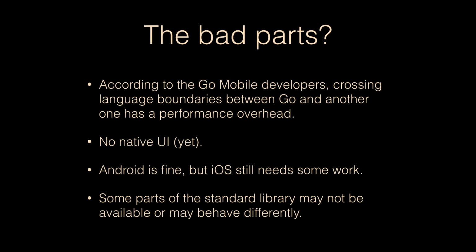And some parts of the standard library may not be available or may behave differently. An example that comes to my mind is the os/user package. The os/user package has a function, HomeDir I think, and this gives you the home path of the user that is currently using the Go program. And this is not defined on Android. This is because, by default, Android does not have the concept of users. And if you don't have the concept of users, you don't have the concept of the home of a user.